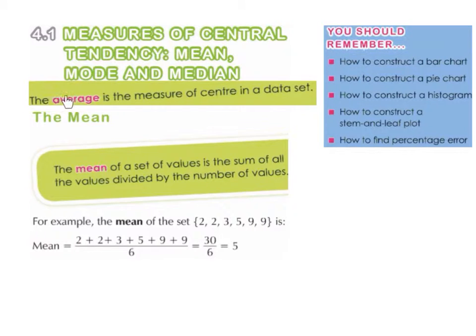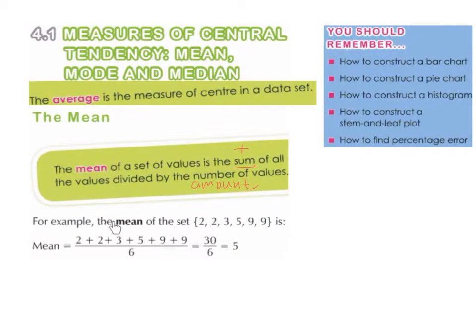Okay, so first of all, average is the measure of center in a data set. When we talk about the average of the data, we're talking about mean, mode and median. So let's start with the mean. The mean of a set of values is the sum, which means add, of all the values divided by the number or amount of values.